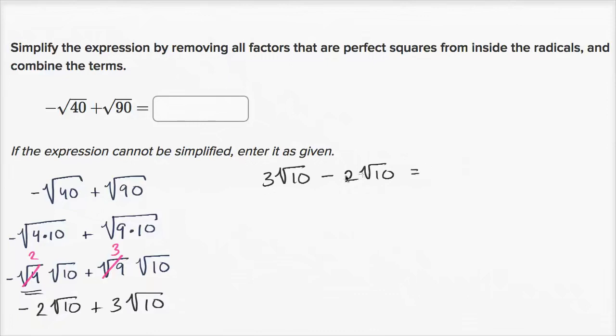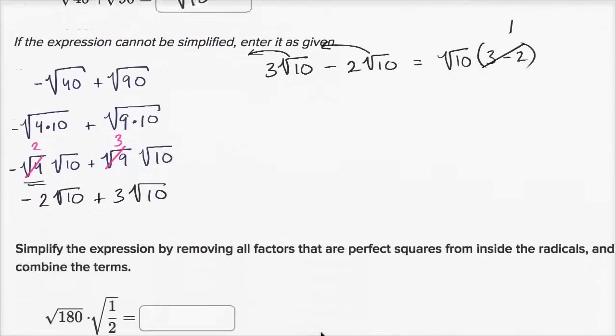Another way to think about it is we could factor out a square root of 10 here. So you undistribute it, do the distributive property in reverse. That would be the square root of 10 times 3 minus 2, which is, of course, just 1. So you're just left with the square root of 10. So all of this simplifies to the square root of 10. Let's do a few more of these.